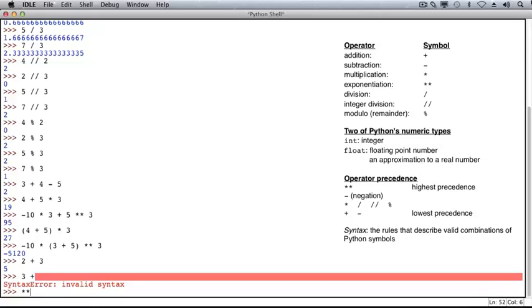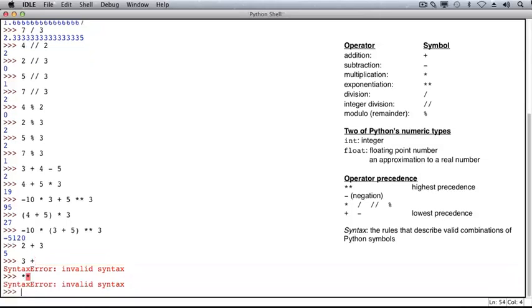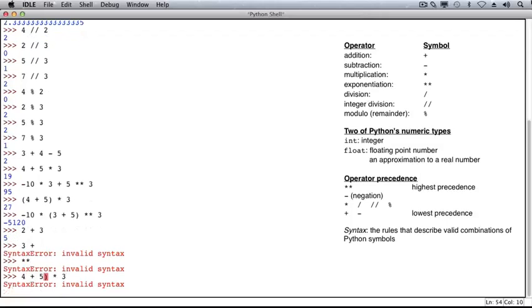Another combination of symbols that will result in a syntax error would be to just use the exponentiation operator on its own without providing any operands. We can also write an expression like the one we just saw, only instead of having an opening and closing parentheses, we just include a closing parenthesis. That will give us a syntax error.